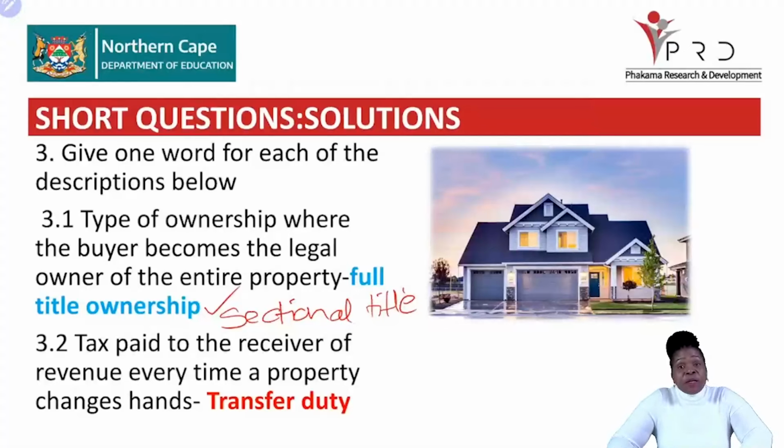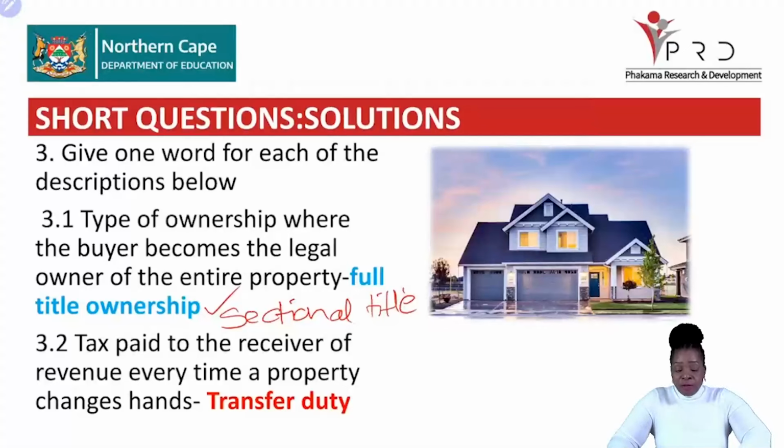And then when we talk about sectional title ownership, learners, we are talking about houses like maybe you are staying in a flat, right? What happens in that flat? It means you are sharing a wall with somebody else, your next door neighbor. Then it becomes a sectional title ownership. It means you are only owning a section of your house. Otherwise, you share other areas with the people that live around that area.